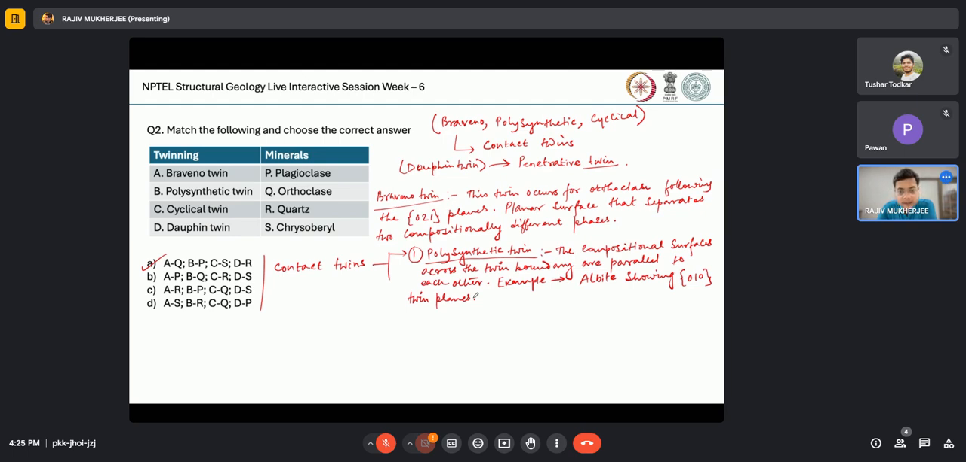And of course, polysynthetic twin, since it is observed in albite, is a common feature for plagioclase, right? Because albite is a plagioclase group mineral. So Braveno twin goes for orthoclase and polysynthetic twin goes for plagioclase, right? And the other division is number 2. This is the cyclical twin.